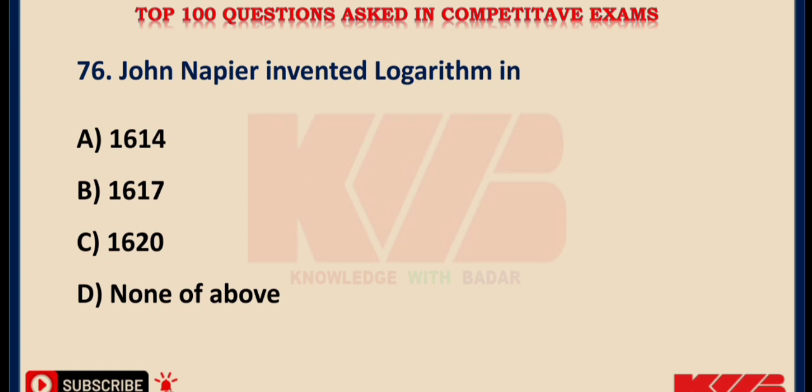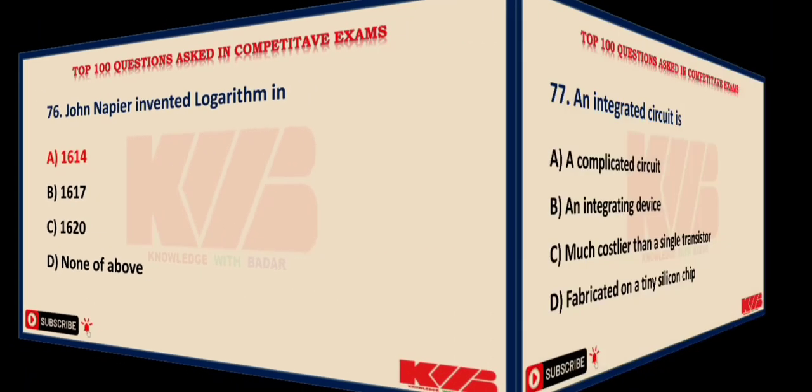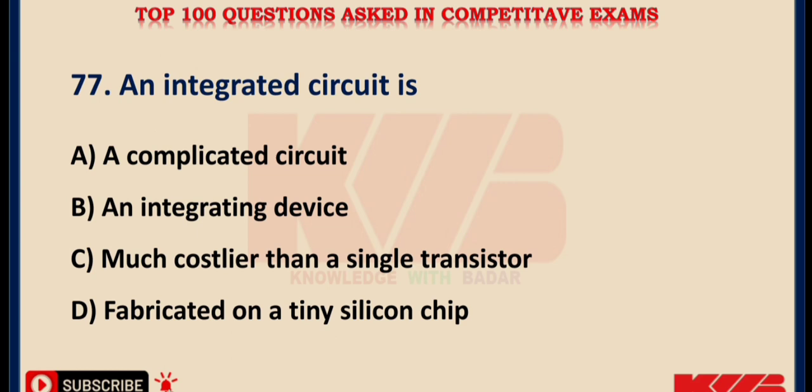John Napier invented logarithm in 1614, 1617, 1620, or none of the above? Yes, John Napier invented logarithm in 1614. The next question: an integrated circuit is a complicated circuit, an integrated device, much costlier than a single transistor, fabricated on a tiny silicon chip. Yes, fabricated on a tiny silicon chip.